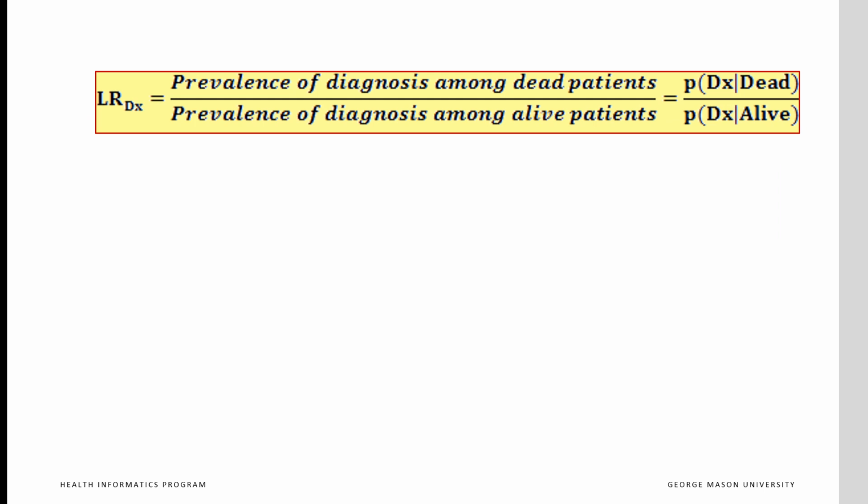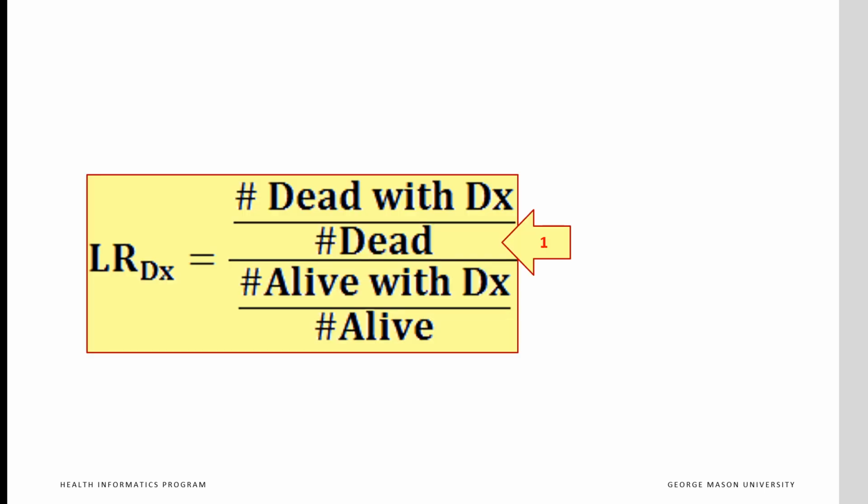Under the assumption of independence, we can calculate the likelihood ratio associated with each diagnosis as the ratio of prevalence of the diagnosis among dead and alive patients. 4 counts are needed: the number dead and the number with the diagnosis among dead, the number alive, and the number with the diagnosis among alive. Next, we will show how these counts are calculated in the SQL code.